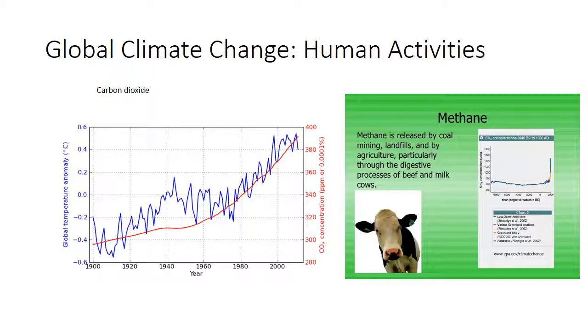Be able to argue with someone who does not believe you. Be able to convince a person that overhunting and overfishing is bad. And know about the greenhouse effect, know about the effects of carbon dioxide, know about the effects of methane on this.